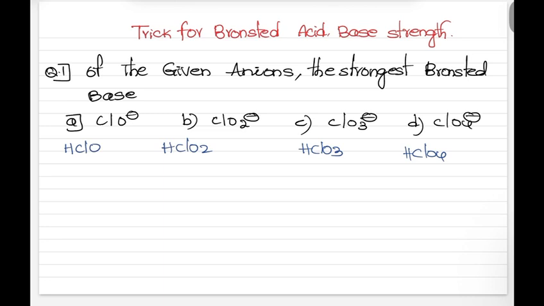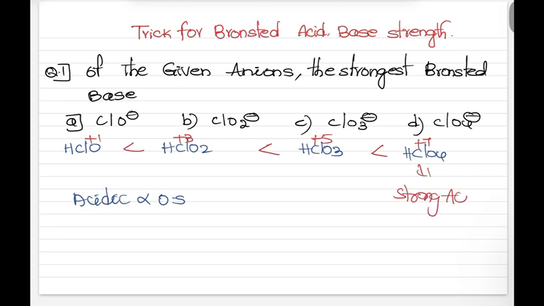Right now, after adding this, I am writing the oxidation state here. One thing you have to remember: acidic strength is directly proportional to the oxidation state. The oxidation state in the first is +1, next +3, next +5, and the last will be +7. So the last option has the more acidic strength, so automatically that one is the strongest acid.